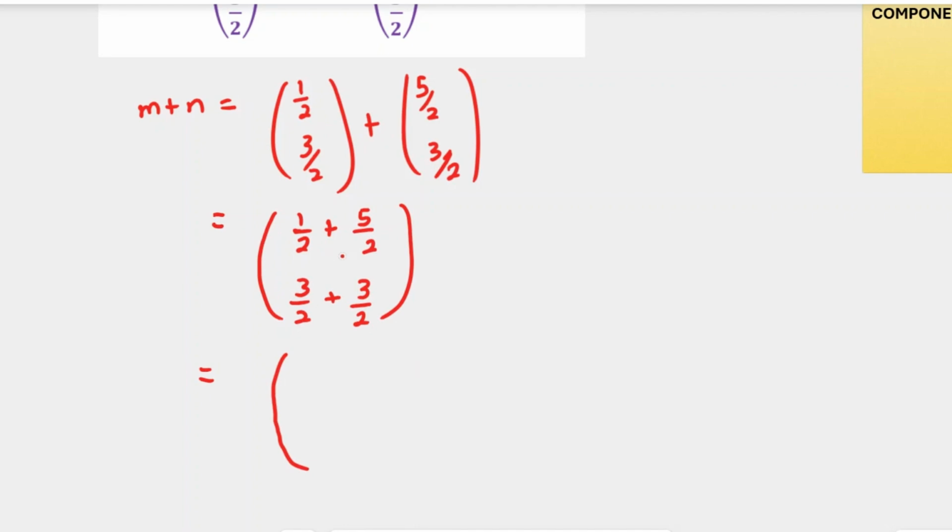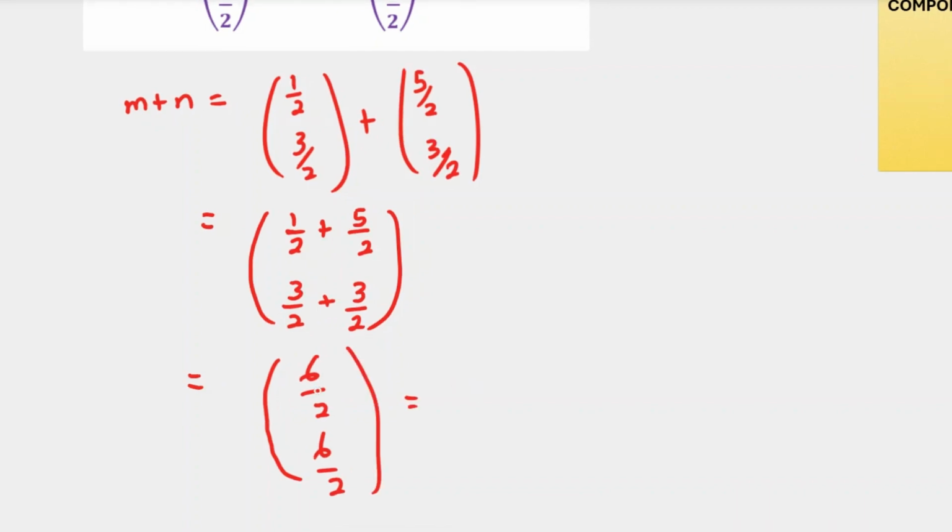We have to simplify or solve this arithmetic here. They are common fractions with the same denominator. That means they are like fractions. We just have to add the numerators and take one of the denominators, since it is common. So we're going to get 6/2. For the y component, we are going to get 3 plus 3, which gives us 6/2. The same thing.